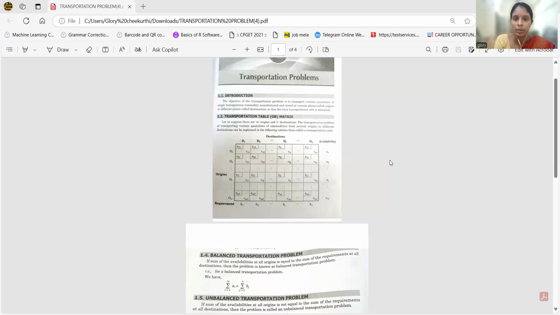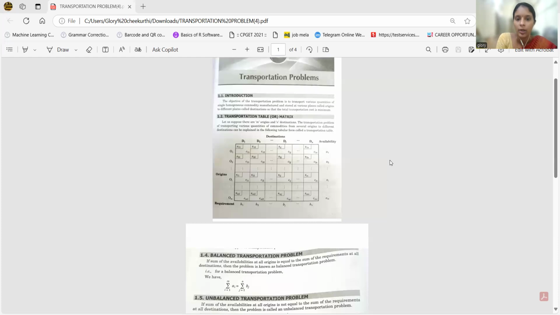Coming to the theme and objective of the transportation problem, we have to transport some products or quantities from different origins to different destinations in order to minimize the total transportation cost. So the main objective of our transportation problem is to minimize the cost. In order to minimize the cost, there are many ways. To minimize the cost, we are transporting various commodities or quantities from origins to destinations.